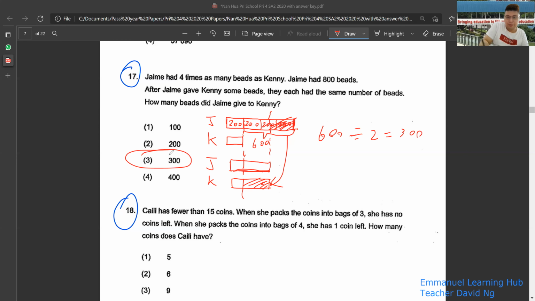Do you understand why 600 divided by 2? From the model, you can tell. That's why I have to draw the model.